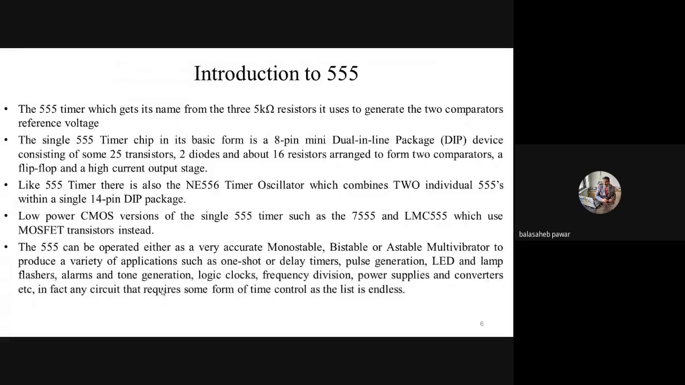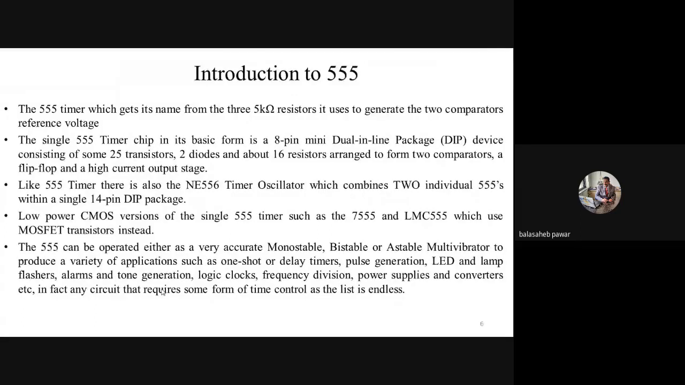You already studied it during your first year basic electronics course: IC555 as a monostable multivibrator, bistable multivibrator, astable multivibrator, etc. By using either monostable or astable, we can use this IC as delay timers, pulse generation, then LED and lamp flashers, alarm tone generation, logic clocks, frequency division, power supplies and converters, etc.